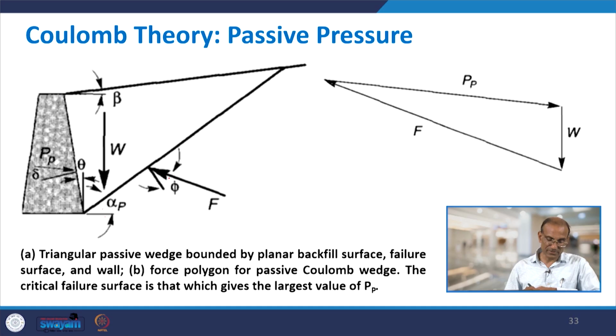Here for passive pressure the wedge will be like this, W will act, and again F will act at an angle phi similar to that. But Pp earlier was acting in the downward direction, and now the direction of Pp is changed, so this angle will be delta. If I draw the force polygon, W will always act vertically, same as in active pressure, and F is acting along its direction, and if I join from this point to this, it will be the direction of Pp, that is passive earth pressure.